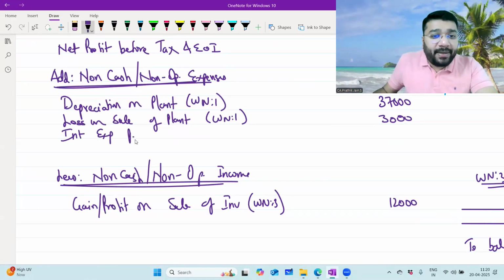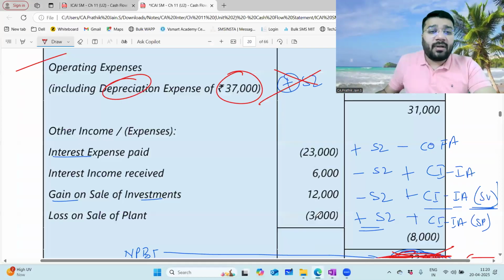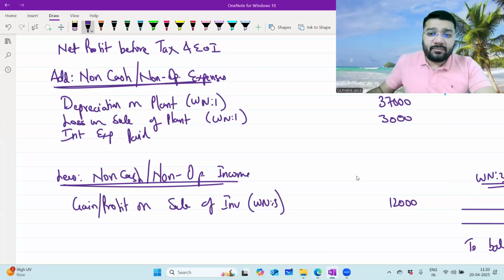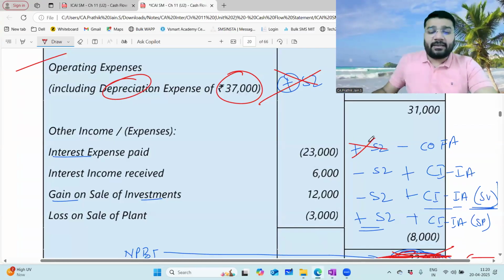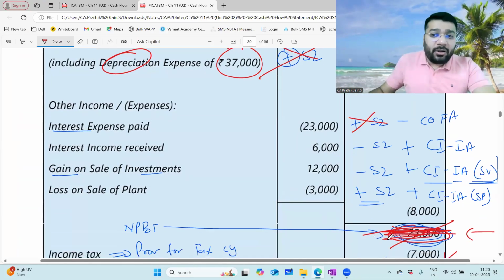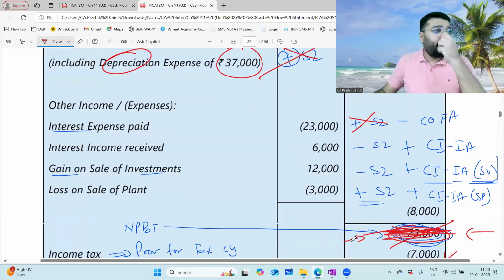Interest expense paid. Segment 2 added. How much? 23,000. I'm putting a mark here, or you can erase it. Interest income received. Already included in this 23,000. Sorry, not 31,000. Included in 23,000.